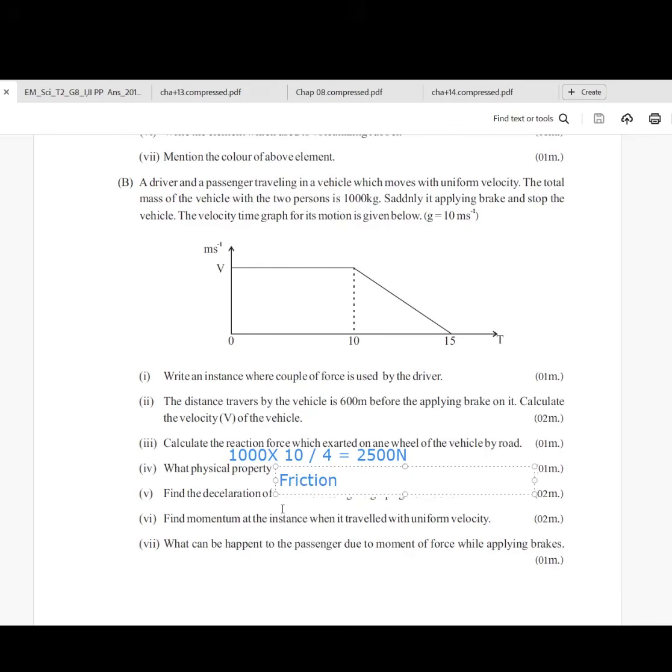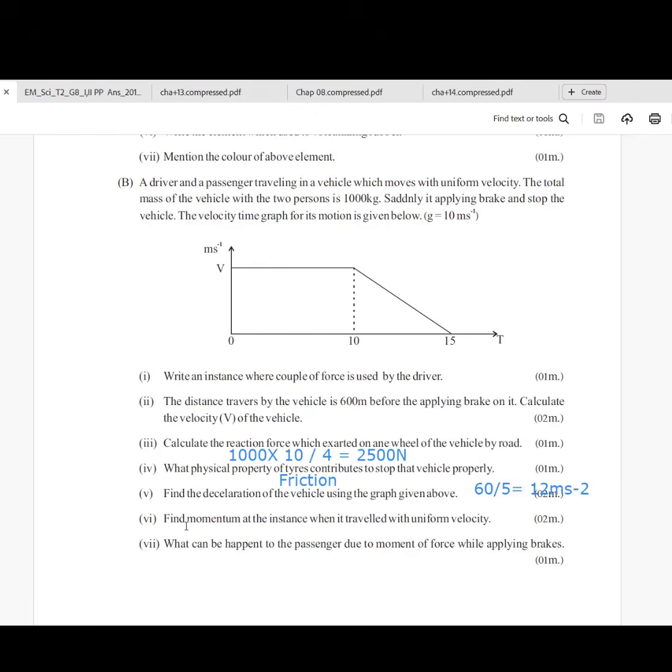Find the deceleration of the vehicle using the graph given above. You have to take the gradient of this part of the graph. To find the gradient, you have to take the y-axis difference divided by the x-axis difference. Here the y-axis difference is 60, the x-axis difference is 5. Then the answer should be 12 ms^-2.